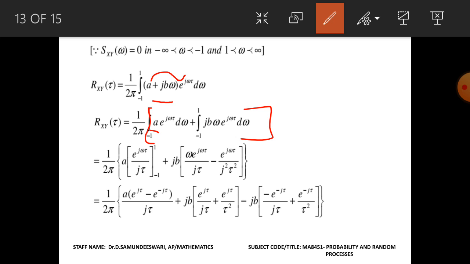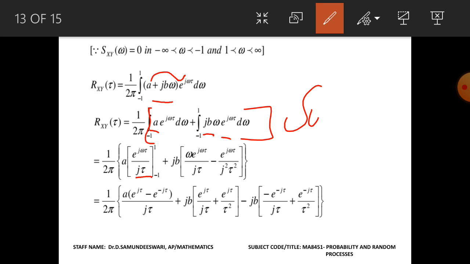So a is constant. What is the integration of e power j omega tau? Using the integration of e power x formula, e power j omega tau divided by the omega coefficient. What is the omega coefficient? It is j tau. Limit is minus 1 to plus 1, plus. I am going to integrate this. In this, jb is constant, taking it outside, omega into e power j omega tau I need to integrate.